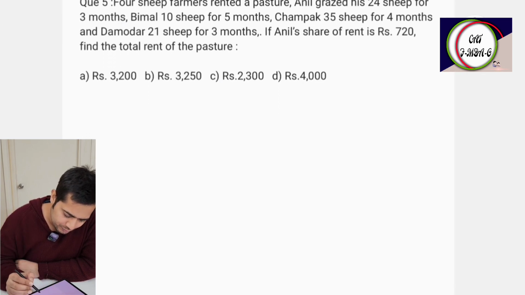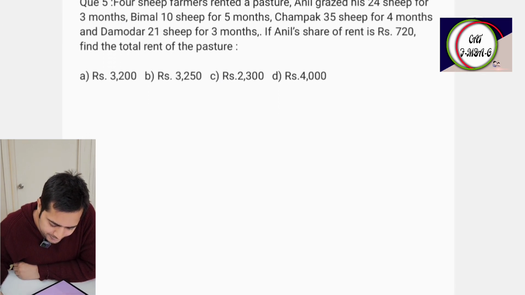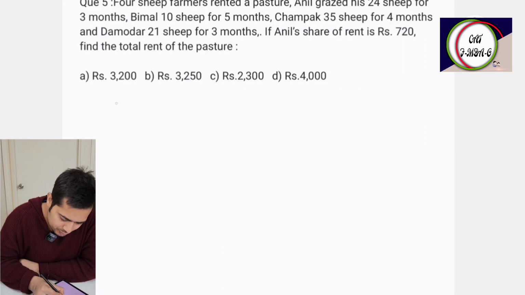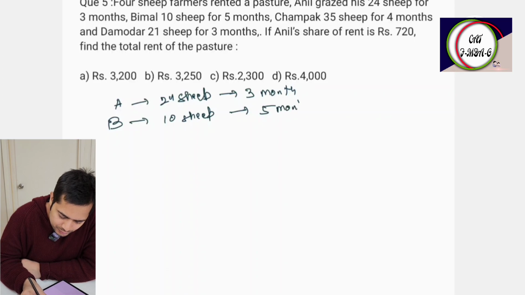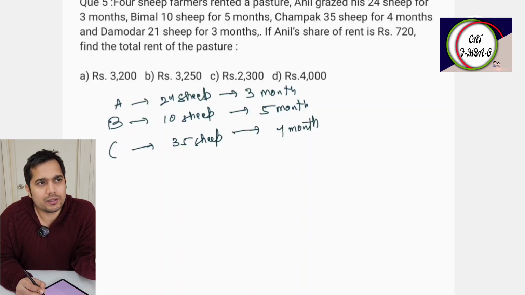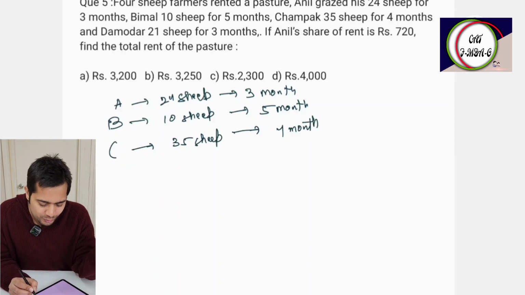Question number 5. 4 sheep farmers rented a pasture. Anil grazed 24 sheep for 3 months. Bimal 10 sheep for 5 months. And Champak 35 sheep for 4 months. See, while you are solving actual CAT, you don't have to write all this down.